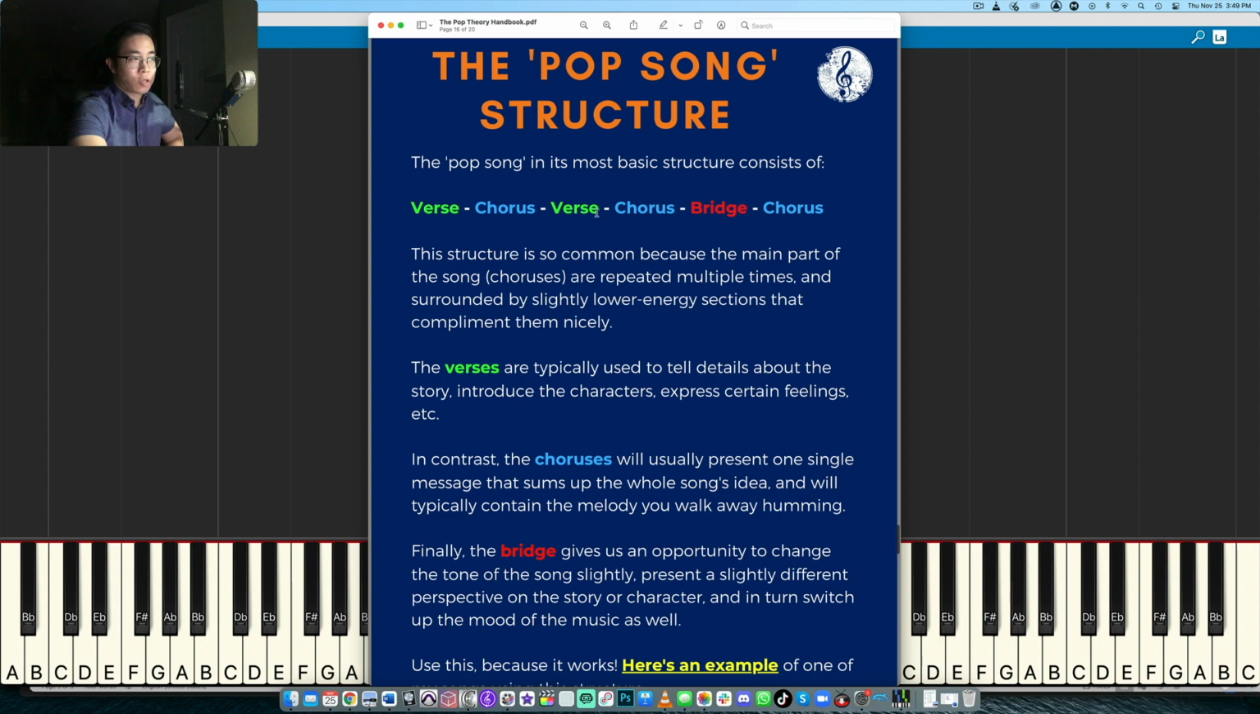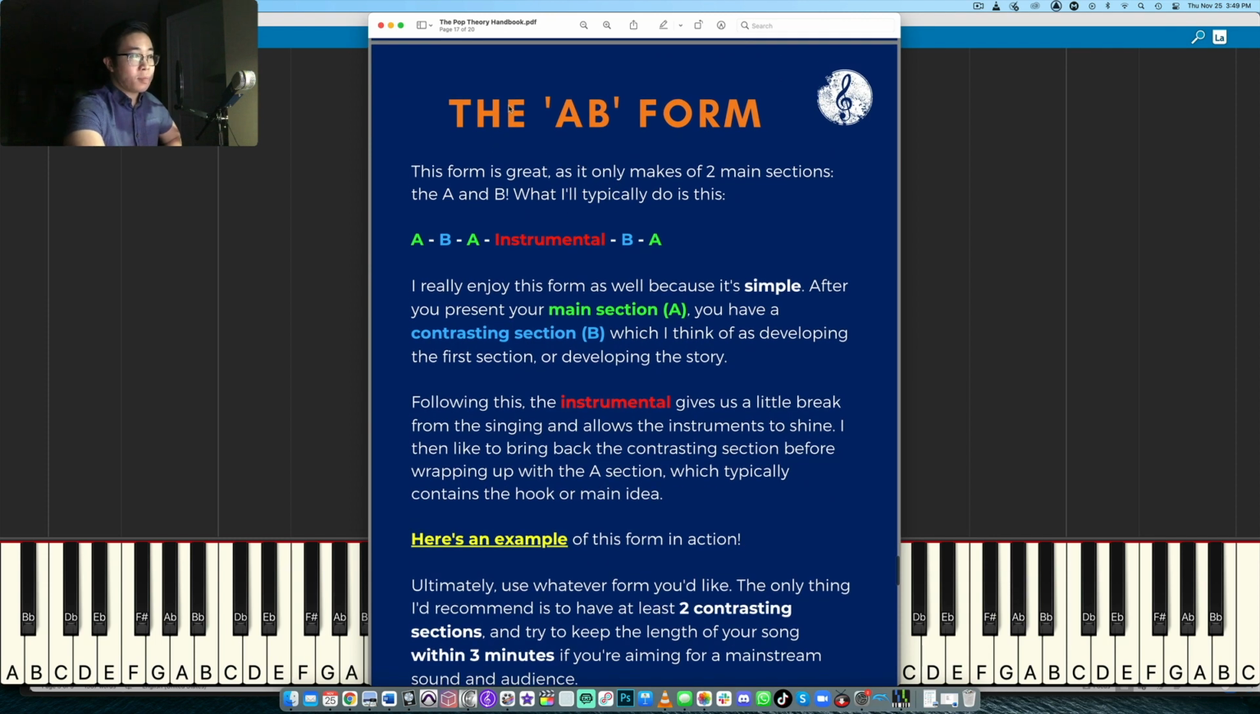So verse, chorus, bridge, chorus. We can definitely do that sort of thing, even if it's an instrumental piece of music. Now the A-B form, I really enjoy as well because it's more simple. It only comprises of like two main sections, A and B. Now I also like to put in some sort of instrumental in this case. So usually I do like an A-B-A, instrumental, B-A type of thing.